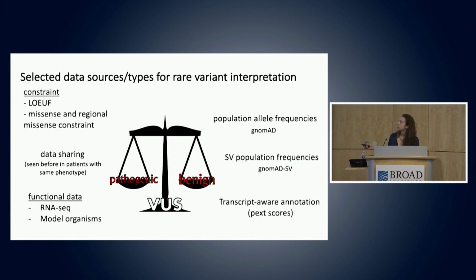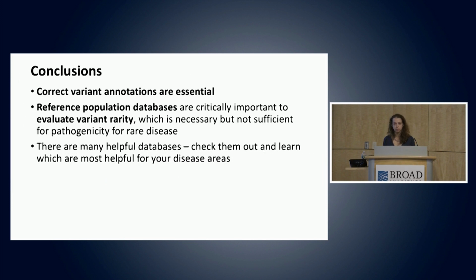Okay, so these are some of the many types of things I've talked about. We use constraint, data sharing like Genome2MP, and functional data to push things more towards being pathogenic. We largely use gnomAD with allele frequency populations, structural variant populations, and the PEC scores to help identify the things that are benign. Then we have many, many variants of uncertain significance that we still need to spend time sorting out.